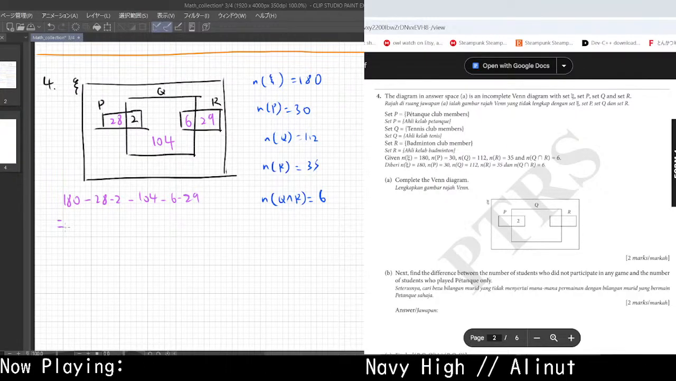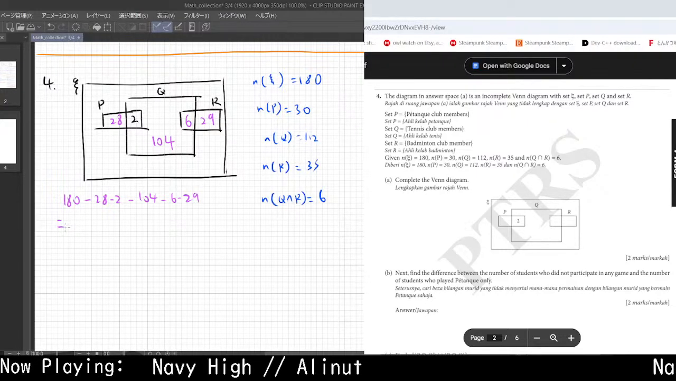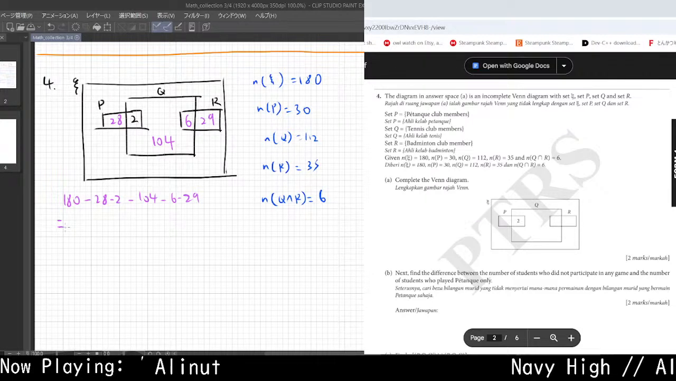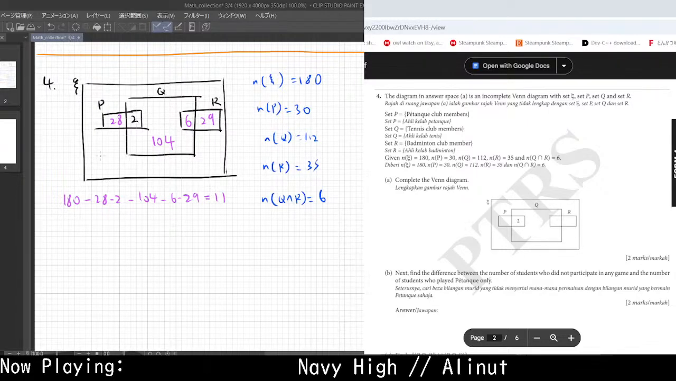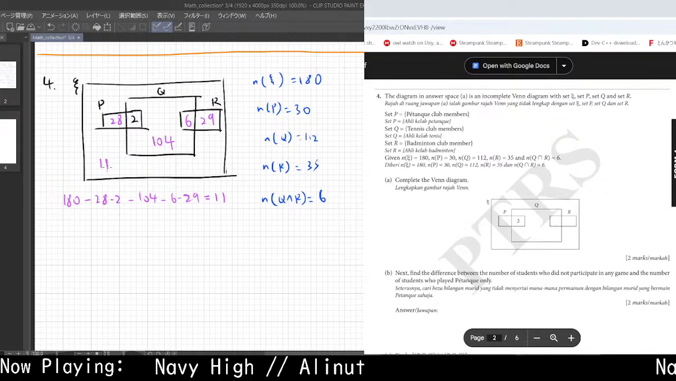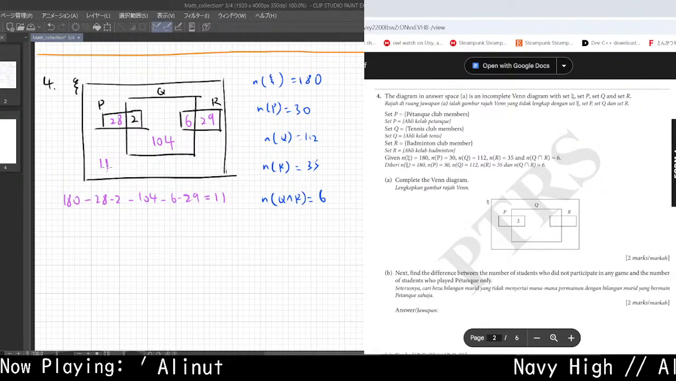Then after going through, you should be able to get the answer. Let me just double check. 11. You will get the answer to be 11. Therefore, the number of things outside of P, Q and R will be 11 things outside over here. So this is how you complete the Venn diagram given the information.